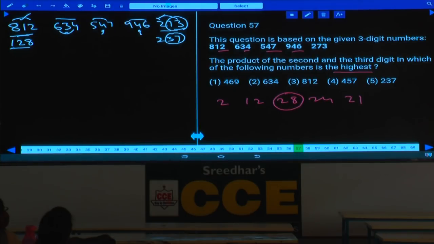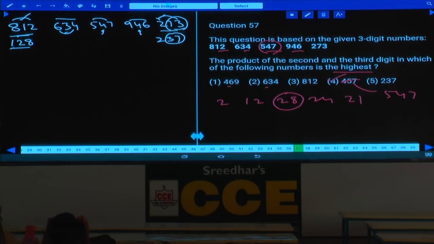28. Now this 28 we are getting from where? 547. Now here, it must be 547 rather than 457. Clear now? Then what is your answer here? Choice 4 is the answer. Because all the choices are nothing but the original numbers.